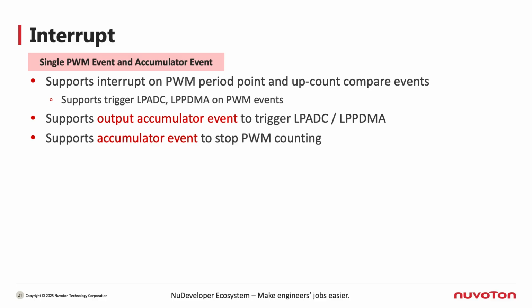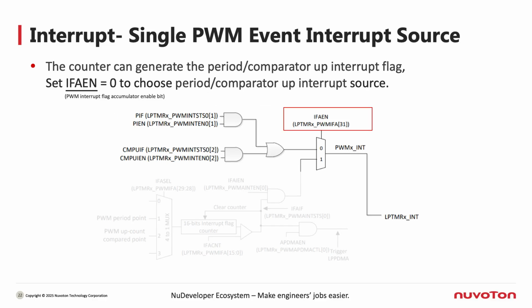This slide shows the block diagram for the direct interrupt mode, which does not use the event accumulator. By configuring the IFAEN register, you can select the interrupt source. When IFAEN is set to 0, the event accumulator is bypassed, and you can use PIEN or CMPUIEN to choose whether the interrupt comes from the period or the compare event.